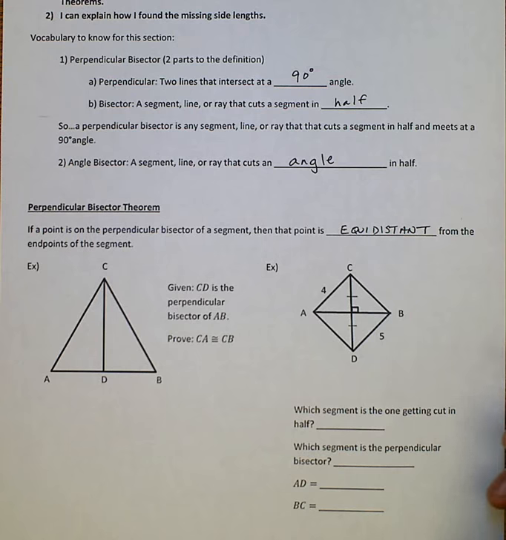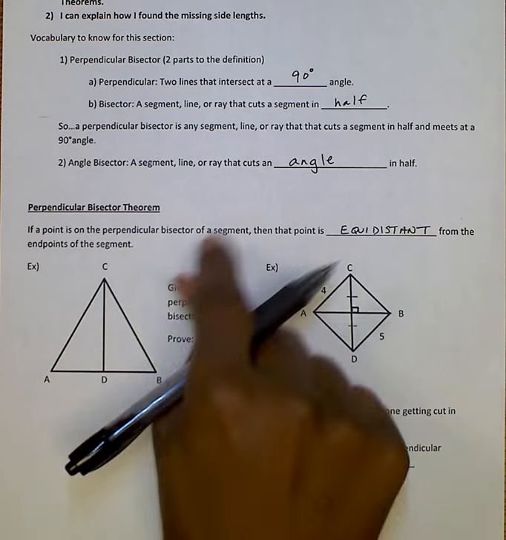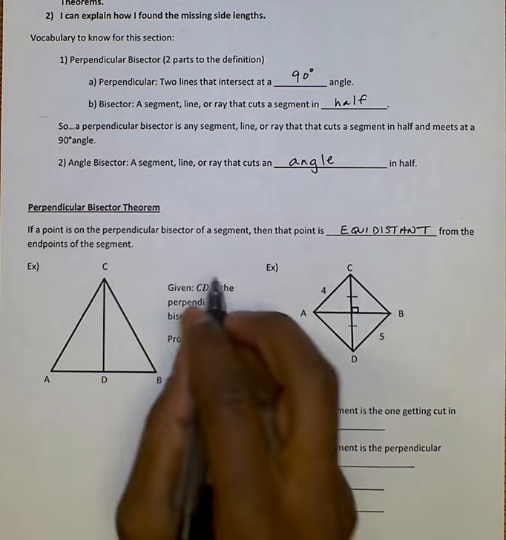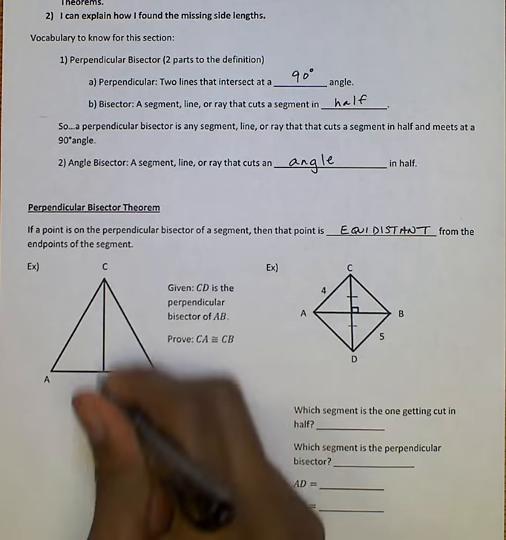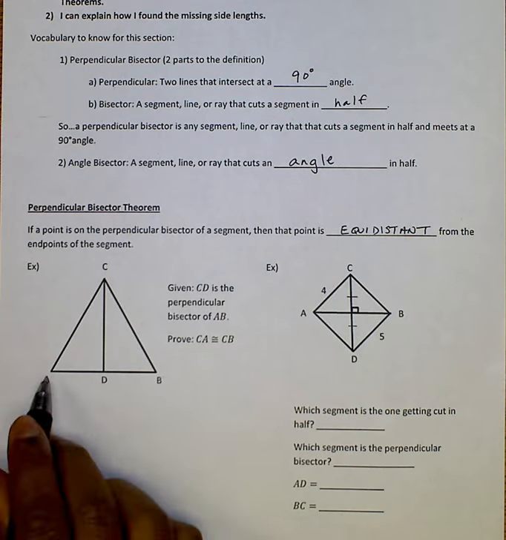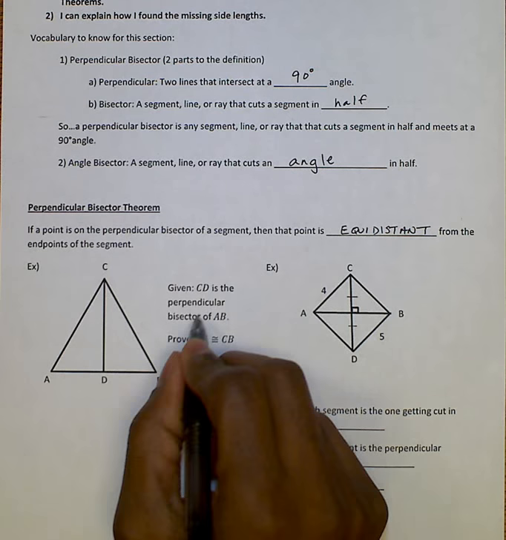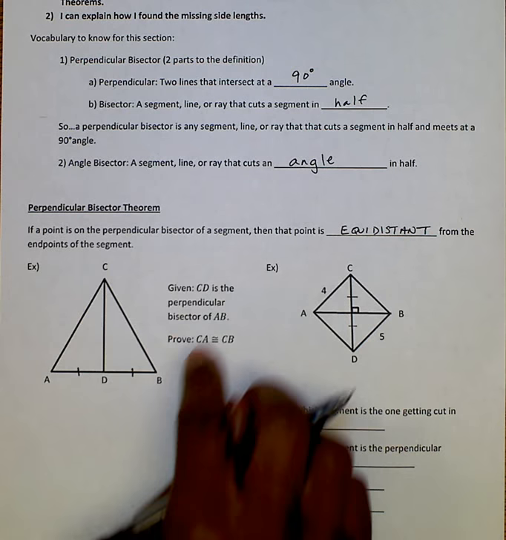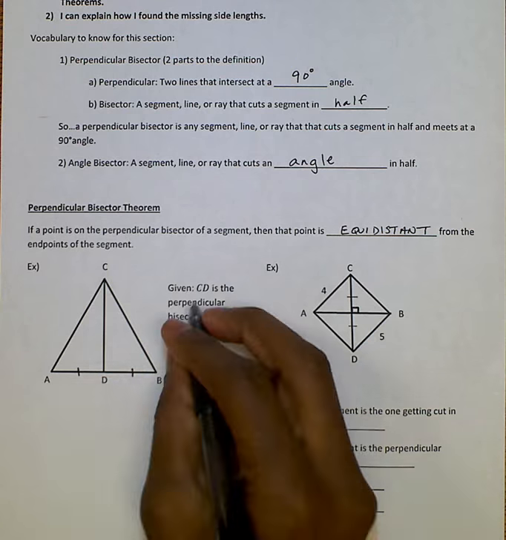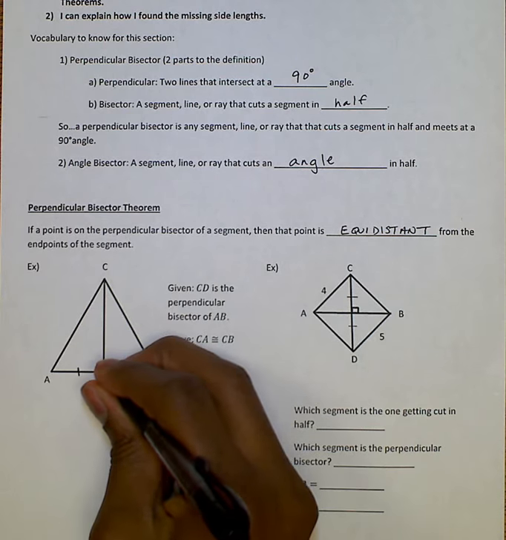Okay, so first example, it says given CD is the perpendicular bisector of AB, prove that CA is congruent to CB. So we're going to kind of prove this theorem here. What's given is that CD is the perpendicular bisector of AB. This segment CD cuts AB in half because it's the bisector. So what we know is that AD is congruent to DB. And it's perpendicular to AB because it says it's the perpendicular bisector. That's given. We don't have to think about it. So it's a 90-degree angle.